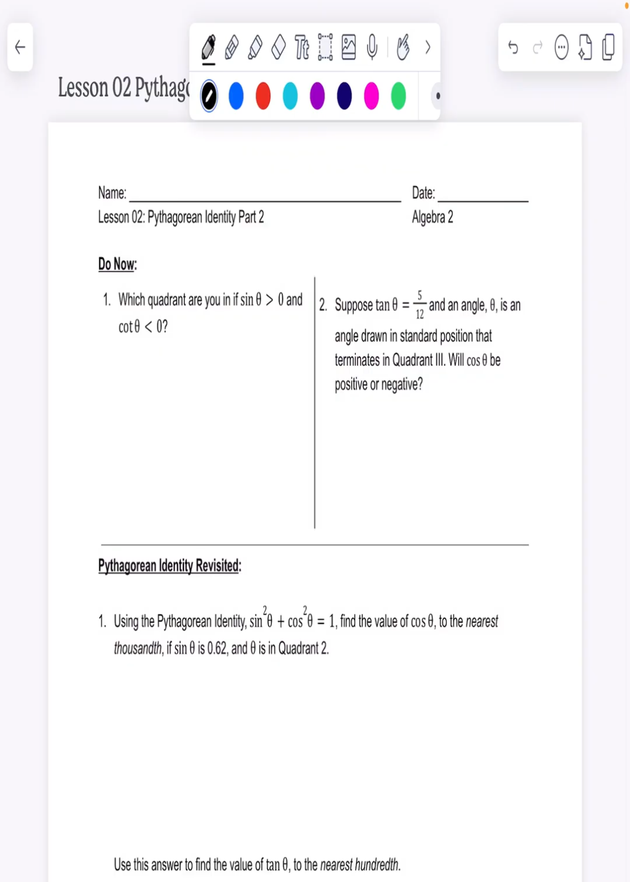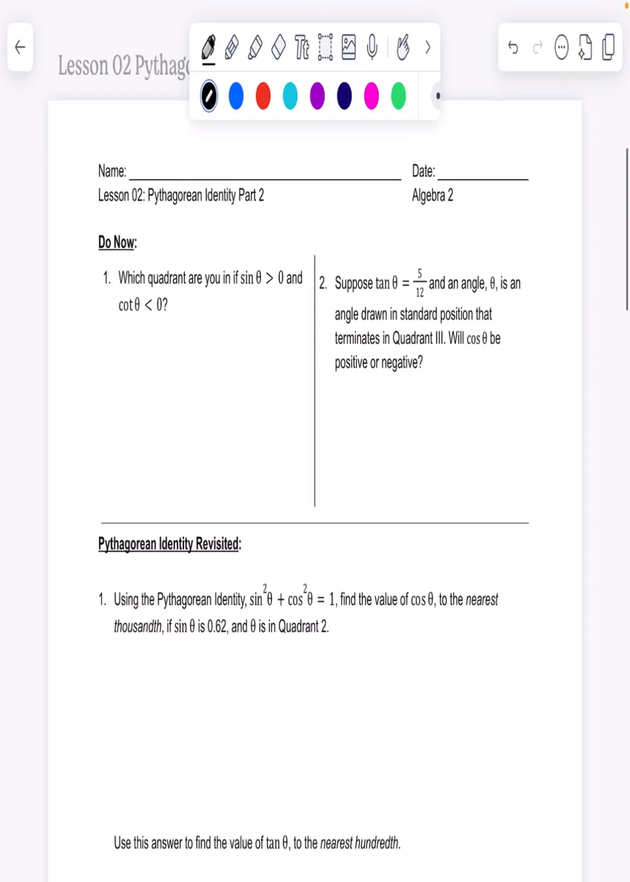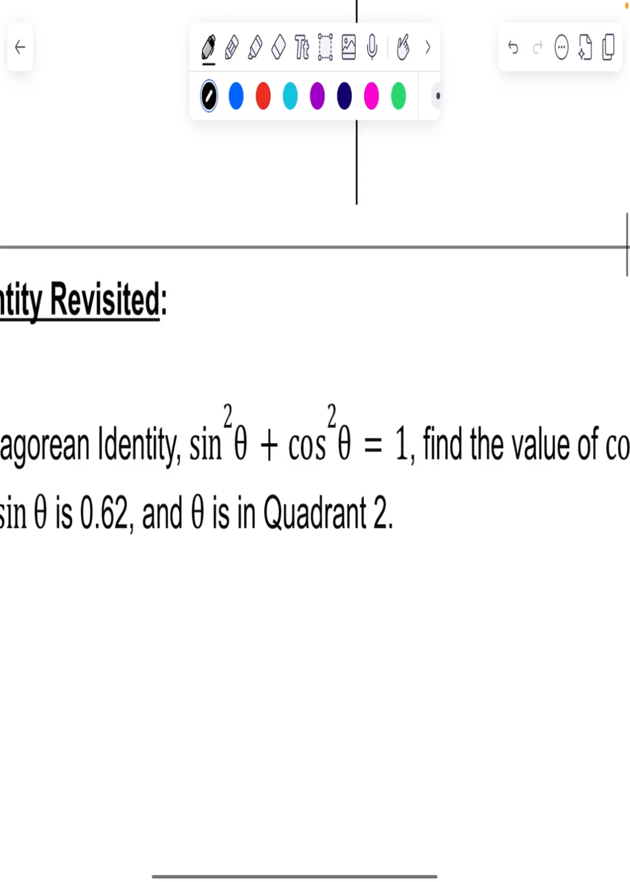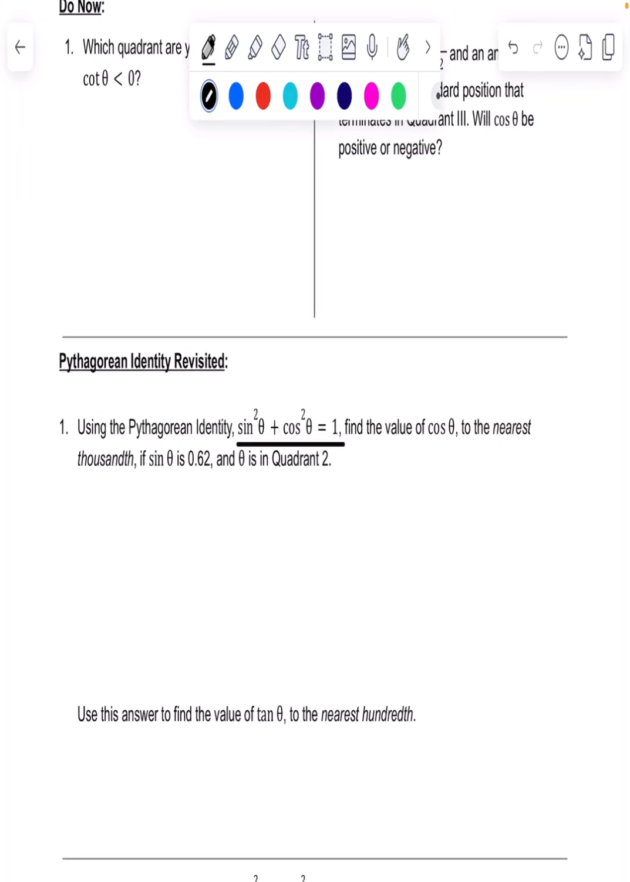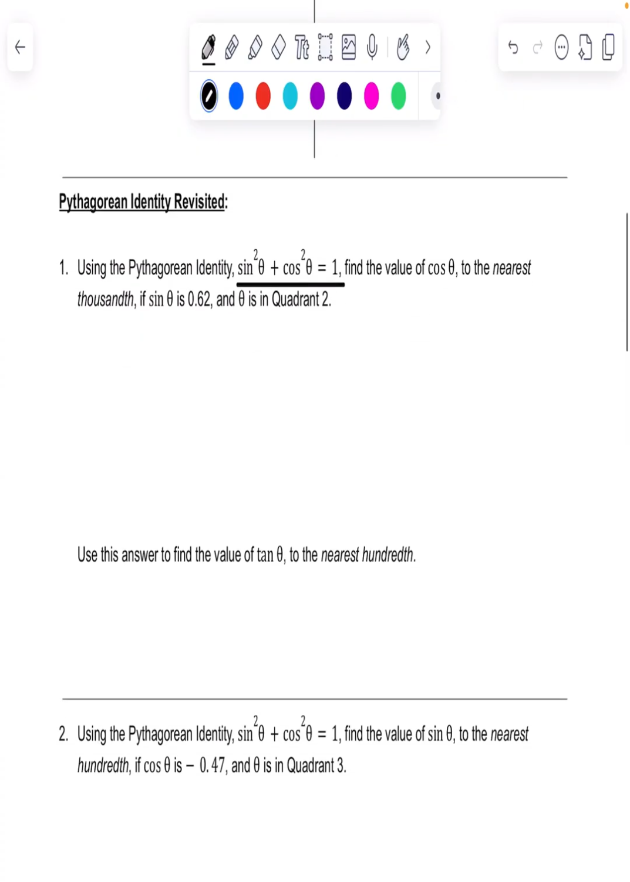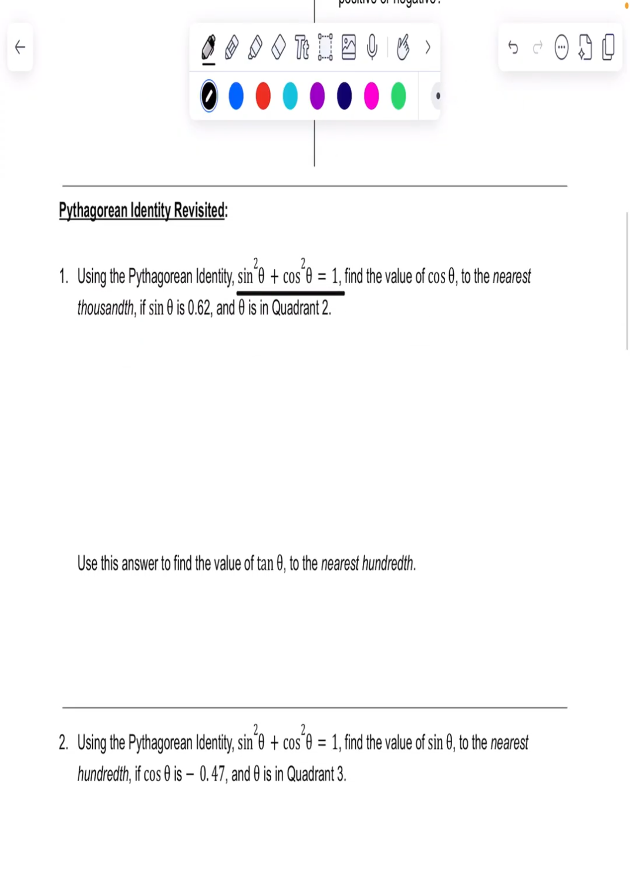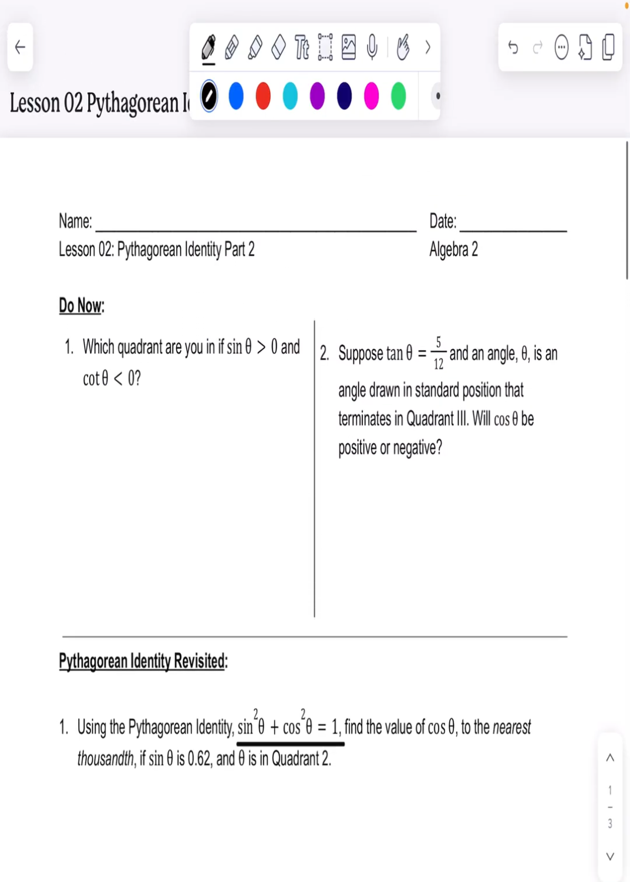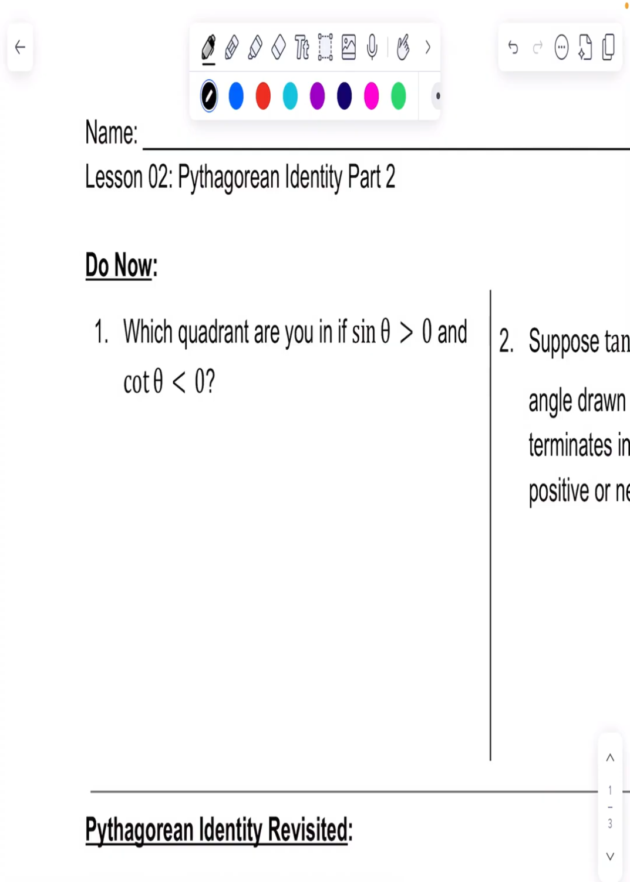So we're going to combine yesterday's lesson with the lesson that we did before our test that involved the Pythagorean theorem and the Pythagorean identity, where we derived sine squared plus cosine squared equals 1. Remember where we just plug in for that value, square it, and find either cosine or sine, and then solve for tan? So we're going to get into that a little bit later in the lesson, but for right now, let's try the do now.